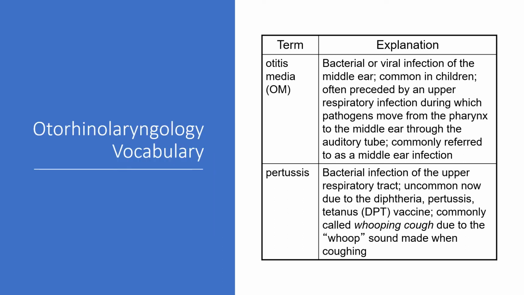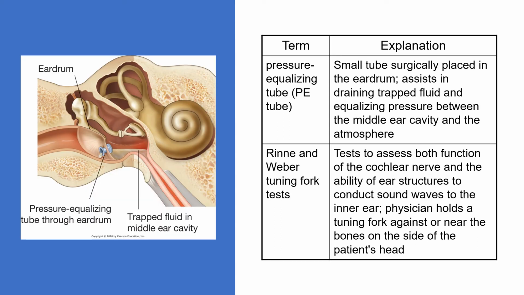Pertussis is a bacterial infection of the upper respiratory tract. Again, it's uncommon now due to the DPT vaccine. It's also commonly called whooping cough due to the whoop sound made when coughing. A pressure equalizing tube, also called a PE tube, is a small tube surgically placed in the eardrum, and it assists in draining trapped fluid and equalizing pressure between the middle ear and the atmosphere.